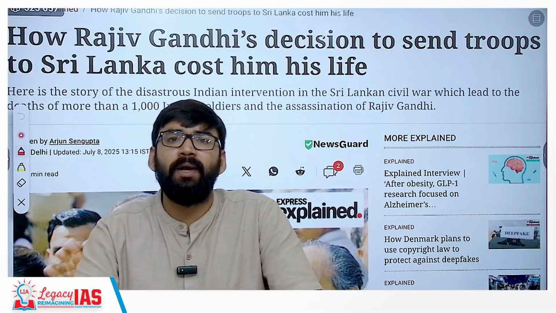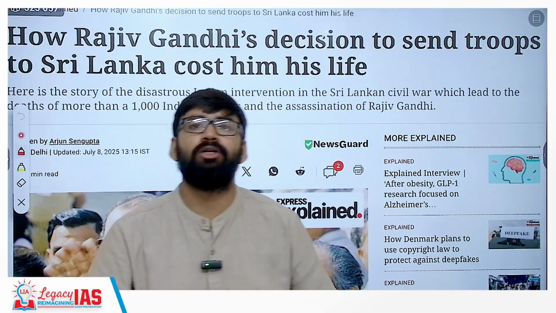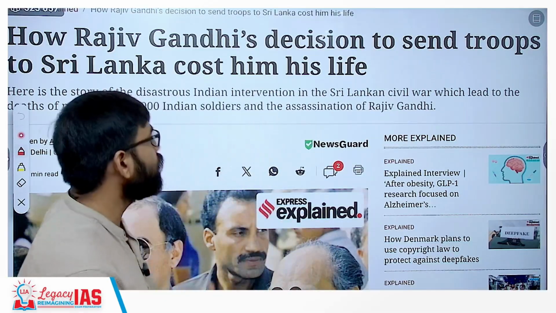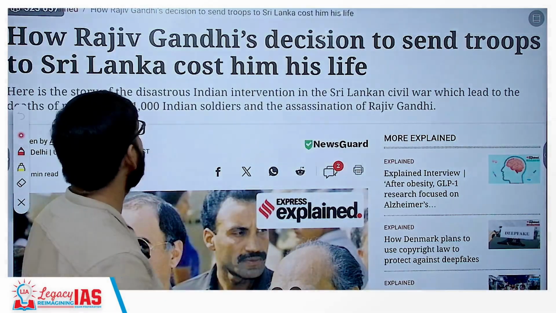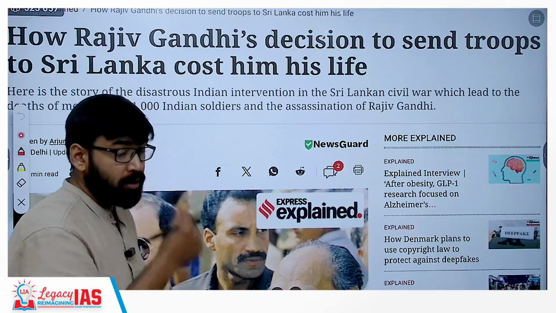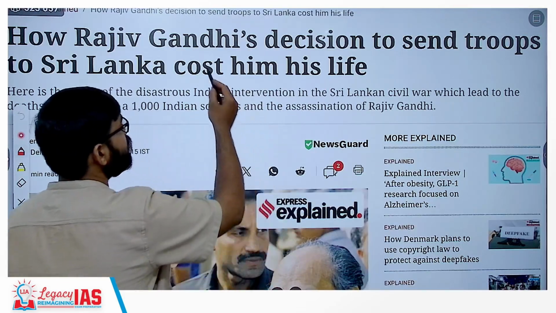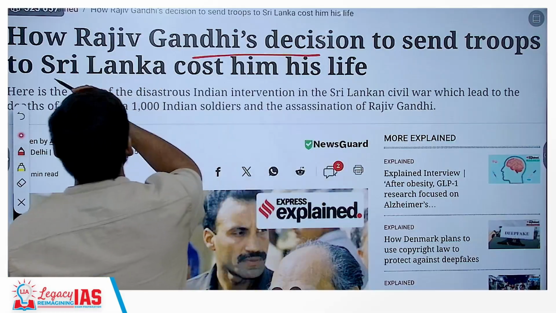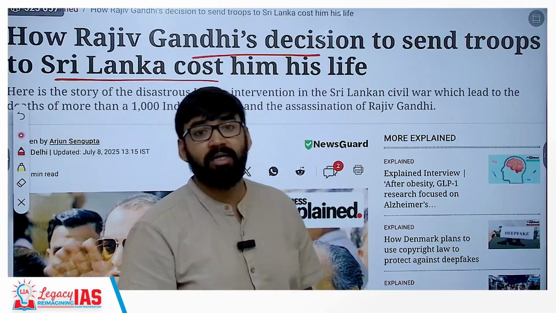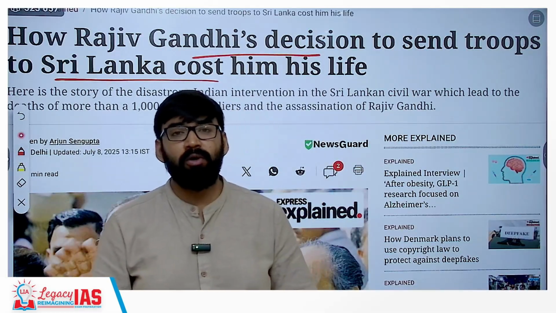Today we are going to discuss the most important story related to the assassination of our former Prime Minister Rajiv Gandhi: how Rajiv Gandhi's decision to send troops to Sri Lanka cost him his life. It began with a handshake and ended with an explosion.